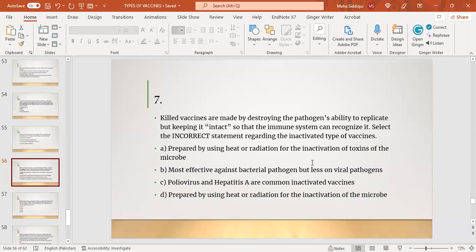No. The right answer is A. Because toxoids are prepared by heating or radiation for the inactivation of toxins, not the inactivated or killed type of vaccine. Generally, they are prepared by heat or radiation for the inactivation of the microbe, not the toxin.